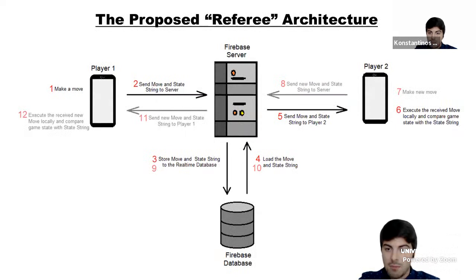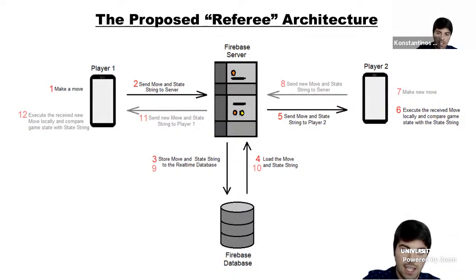So now the presented model combines elements from both P2P lockstep and client-side prediction. The game runs locally on its device, and the server plays the role of the mediator between the clients. The client sends two strings to the server. The first one is the move executed, and the second one is its game state.